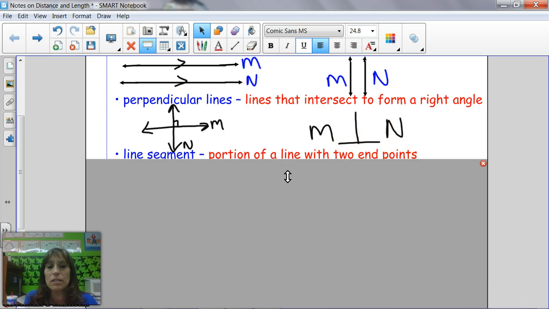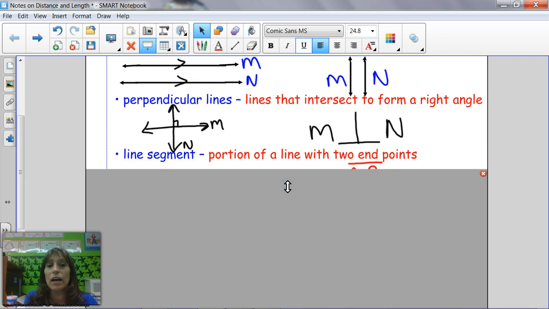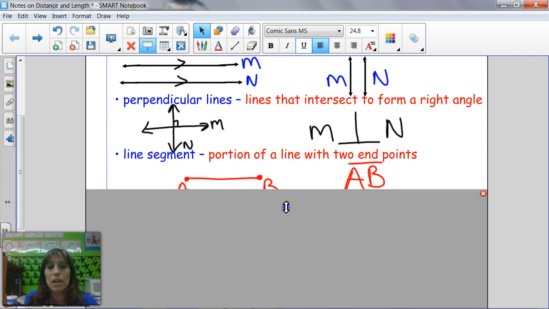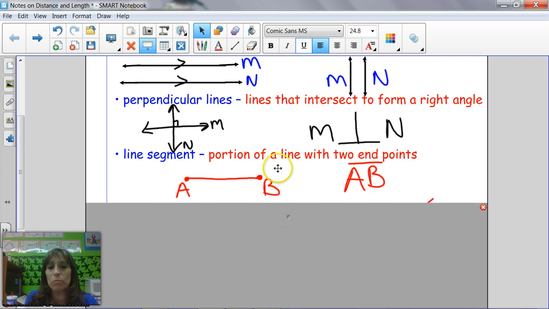The next one is a line segment. A line segment, like we said the other day, is just a portion of a line, and it has endpoints on both ends. So it's just a section taken out of a line, basically. Here's my representation, my picture of what it looks like, and my symbol is line AB, and it's basically just your two points with the line over the top of them.